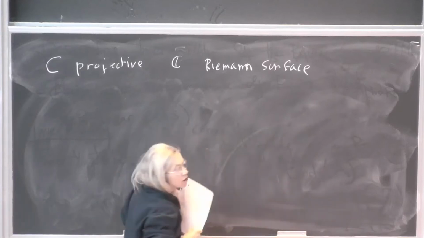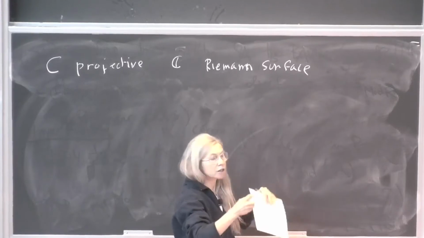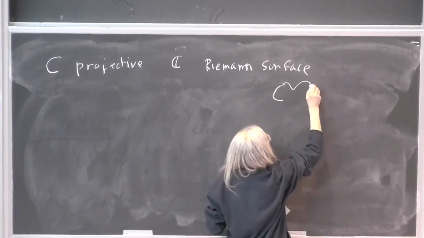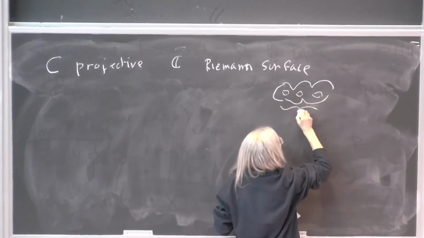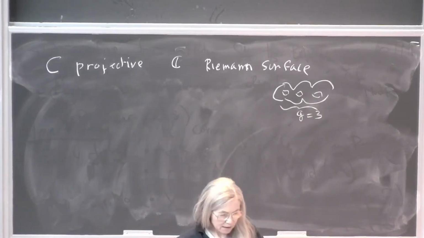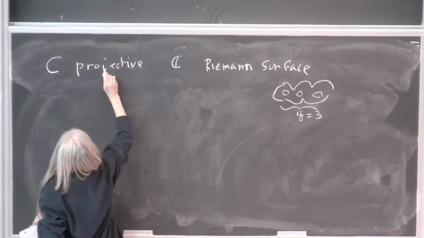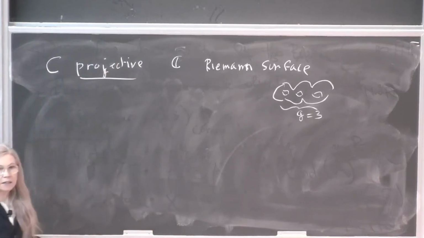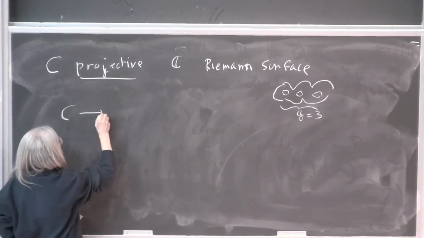And if it is projective, it is compact, and every compact Riemann surface is a certain number of donuts glued to each other, like this. The actual number of donuts is called g. So here g would be equal to 3. And that's the kind of thing we want to study. One of the words that I wrote is projective. What this means is that the curve can be embedded in projective space as the intersection of a certain number of polynomials, a certain number of hypersurfaces. So we are going to think of the curve in projective space.